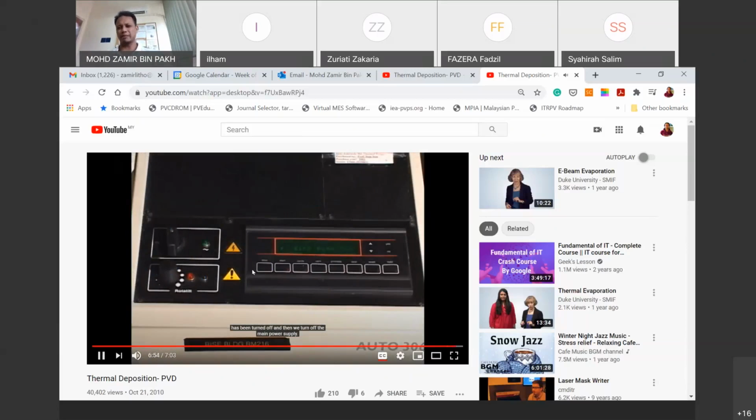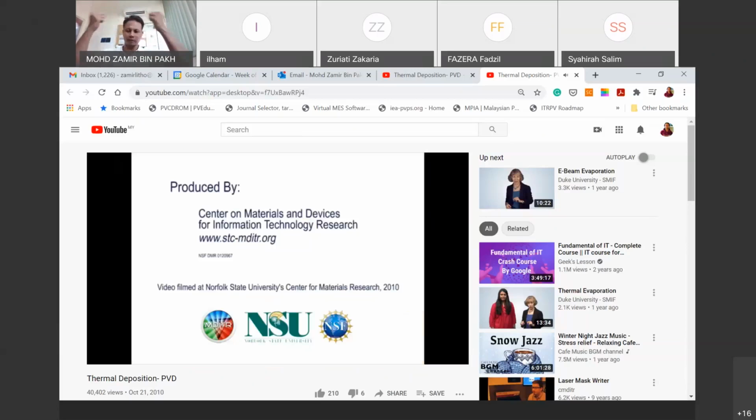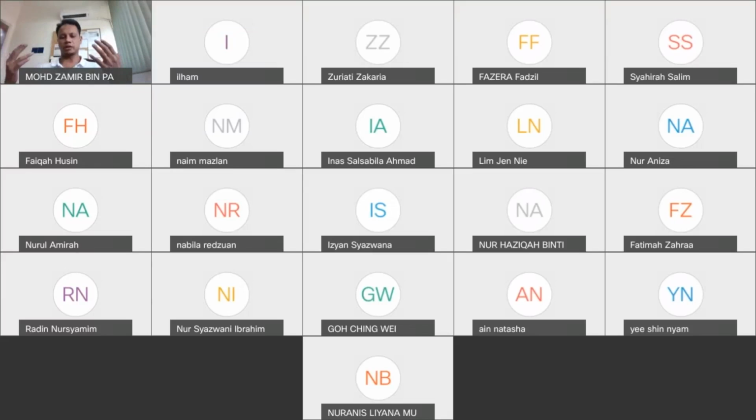We normally reuse it maybe 2 times, 3 times, and after that you will see the boat is usually a bit brittle. The more deposition that you do using the boat, dia akan jadi lebih brittle because it has gone through a couple of evaporation processes. So dia akan jadi brittle, dan kalau you pegang, well, if you exert a little bit of extra pressure, it can just break. Then it's time to change to a new tungsten boat.